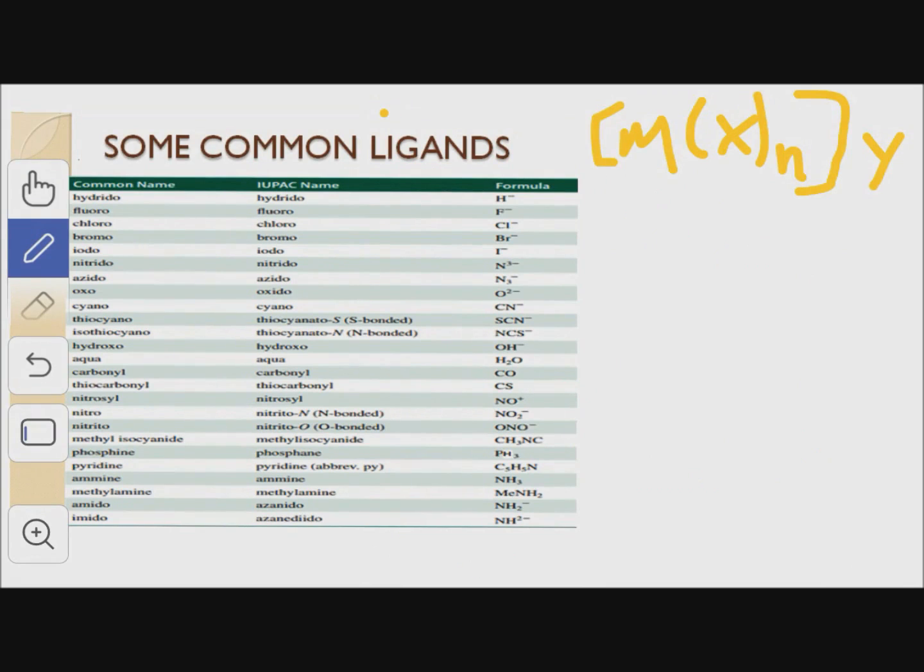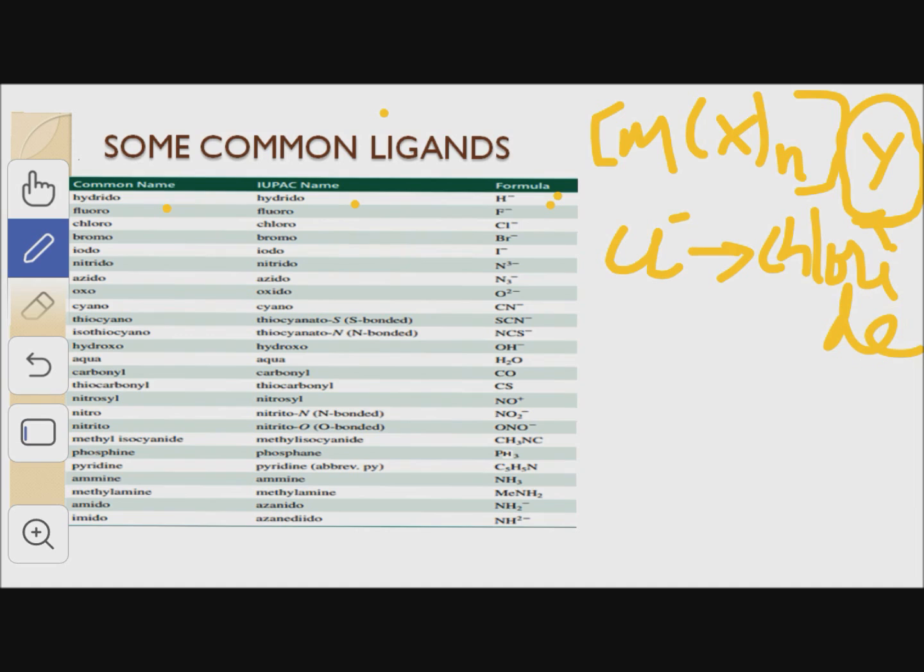These are some common ligands which are used in coordination compounds. Here there are common names and IUPAC names, and this is the formula of the ion. These are some negative, positive and neutral ligands. If the ion is present as a counter ion, then its usual name is used. For example, if Cl negative is present as a counter ion, then chloride is used, which is the usual name. If this Cl negative is present as a ligand, meaning X, directly attached to the central metal atom, then we write its IUPAC name, which is chlorido.